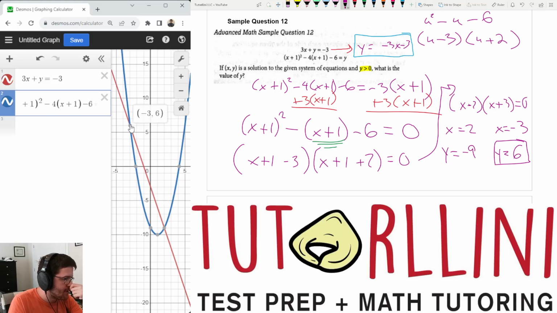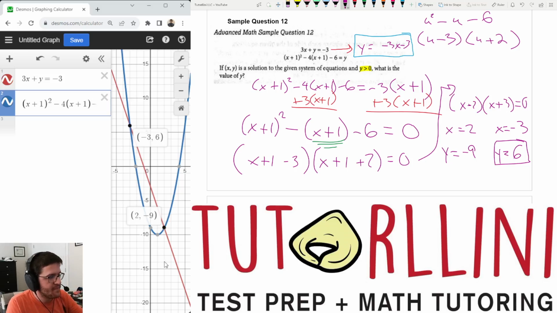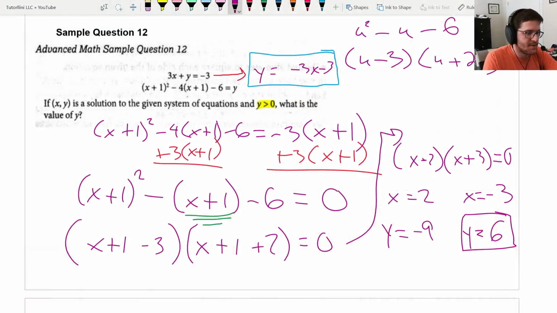And there are 2 points of intersection, negative 3, 6, and 2, negative 9. So y is negative 9 and 6. We want the positive one. Positive answer for this one. Great. Okay, let's keep going.